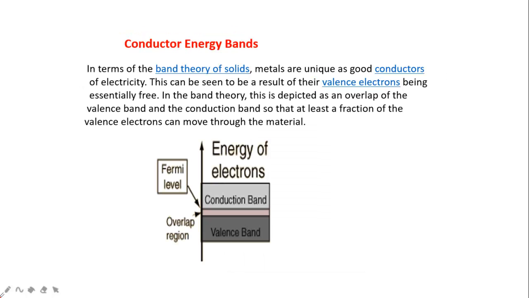Moving ahead, conductor energy bands. In terms of band theory of solids, metals are unique as good conductors of electricity. Why is this? Because the valence electrons can move to the conduction band, and they are basically free to move because there is an overlap region between valence band and conduction band.